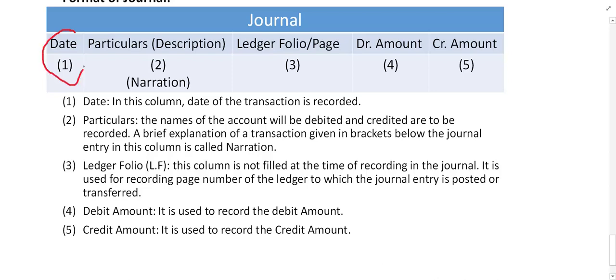How many column? 5 column. In this column date of transactions are recorded. In the second column, particular or description. Here we have to record which account become debit, which account become credit. Any account which become debit record first, any account which become credit record second.